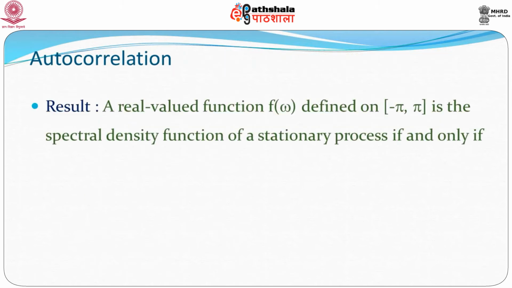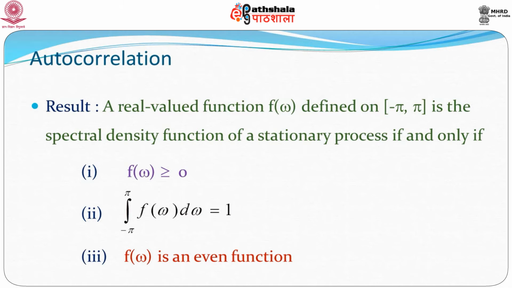Now, a real valued function f(ω) defined on minus π to π is the spectral density function of a stationary process if and only if it satisfies three conditions: f(ω) is non-negative, the integral from minus π to π of f(ω) dω is 1, and f(ω) is an even function. So, in this case what we say is that any real valued function which is defined on minus π to π is a spectral density function provided it satisfies these three conditions.